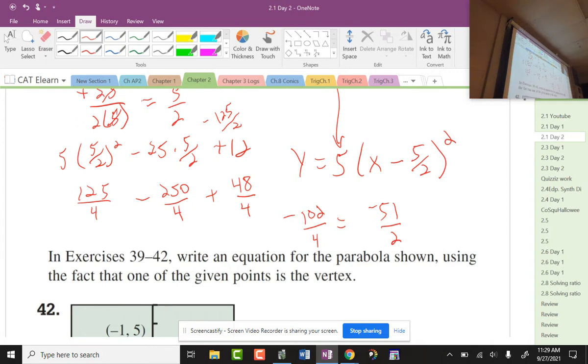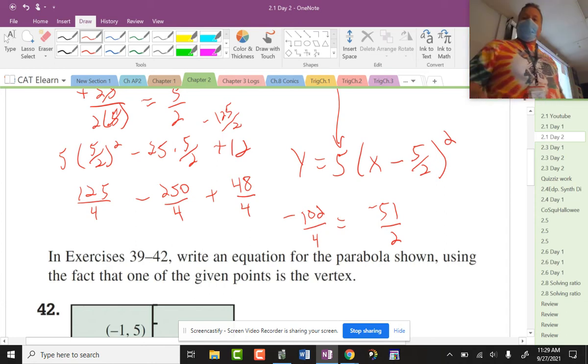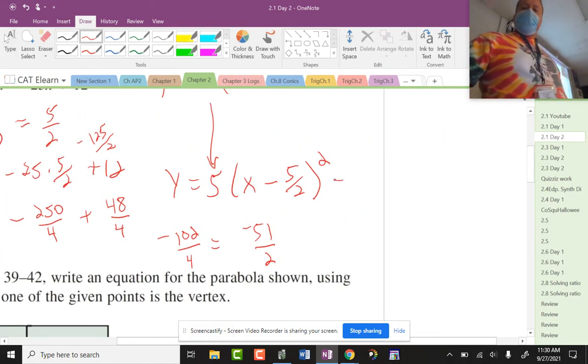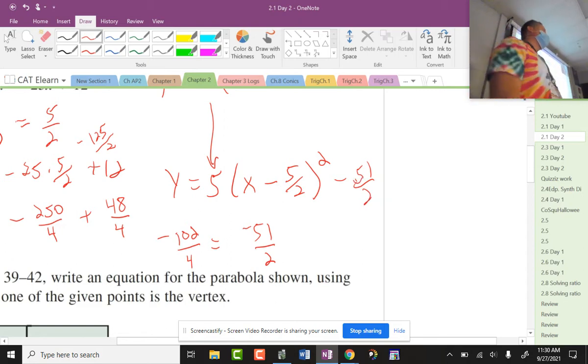You playing Block Dude? Did you know there's games on there? There's a cool game called Block Dude. Do you have it? You ever play Block Dude? It's fun. It's one of my favorites. Anyway, minus 51 halves. Your newer calculators may not have it pre-installed, so you might have to download it if you want those games.